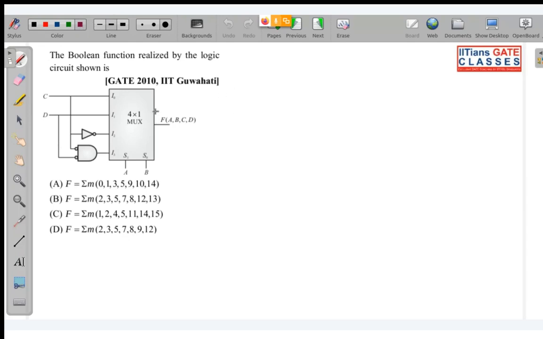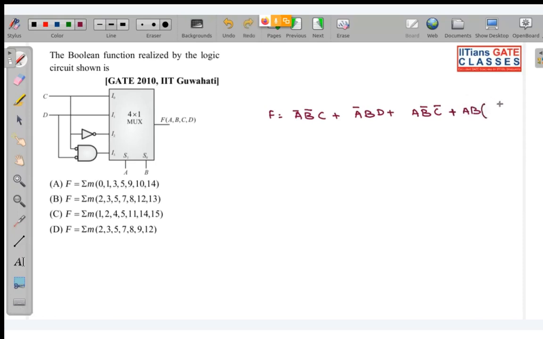So look, basically F will be equal to A complement B complement I0. I0 is equal to C, directly I am writing, plus A complement B I1. I1 is D, plus A B complement I2. I2 is connected to an inverter on the C line, so that will be C complement, plus last is AB.